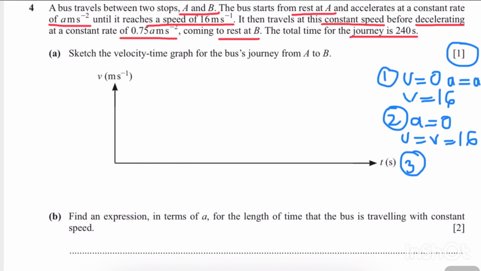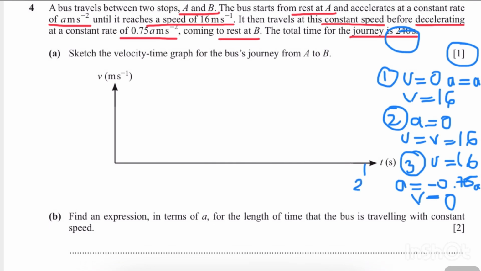So now finally for the last part, they say that after operating at a constant speed, it starts decelerating, which is 0.75a. That means the acceleration will be negative 0.75a since it is decelerating. And the initial speed will be 16. Velocity will be 0 since it comes to rest. So the total time is 240 seconds.